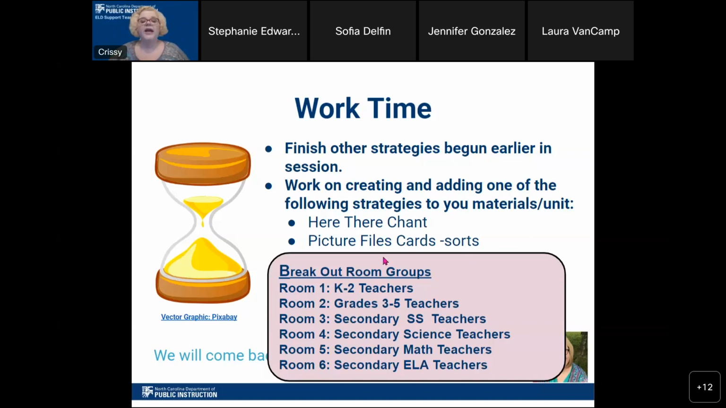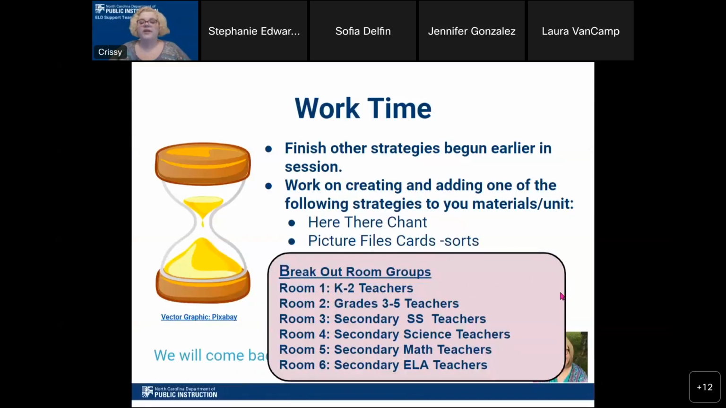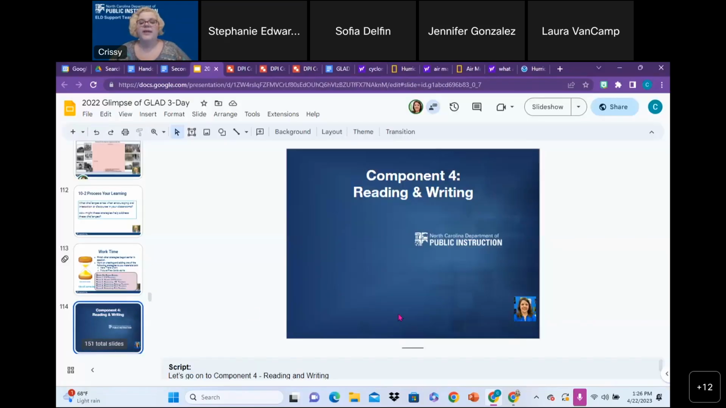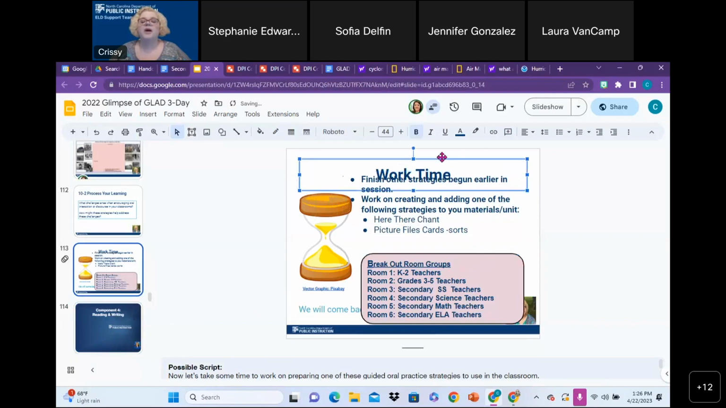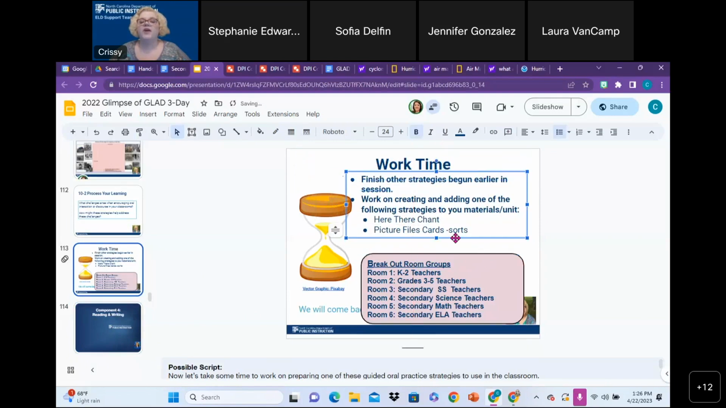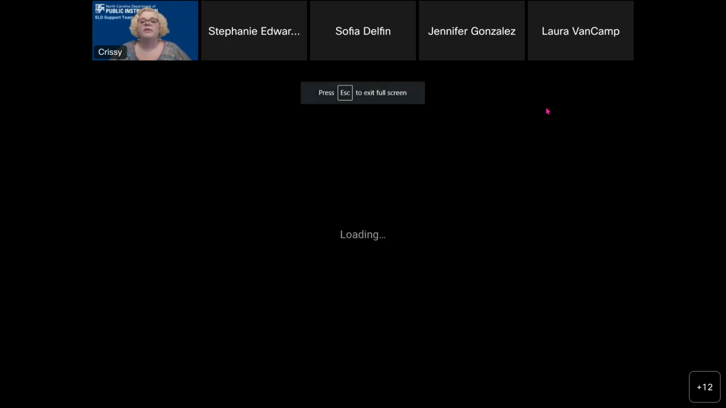I have our work time on there, and unfortunately this breakout box is going to come up, and I'm going to let Laura put the breakout rooms up and just not put the box up, because I think we know where we need to go at this point. That way we don't cover up our time to come back or our directions. Okay, sure.